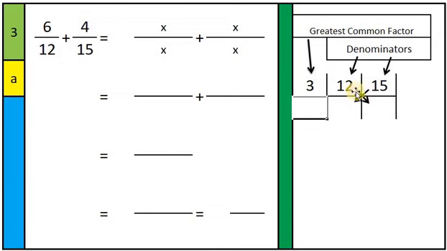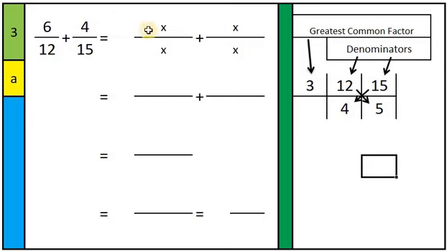After that, we need to fill in the blank over here. 12 divided by 3, the result is 4, and 15 divided by 3, the result is 5. Then as you can see, there are two arrows over here, like a cross, and it looks like a multiplication sign, right? So the denominator 12 will multiply with 5, and the 15 will multiply with 4.